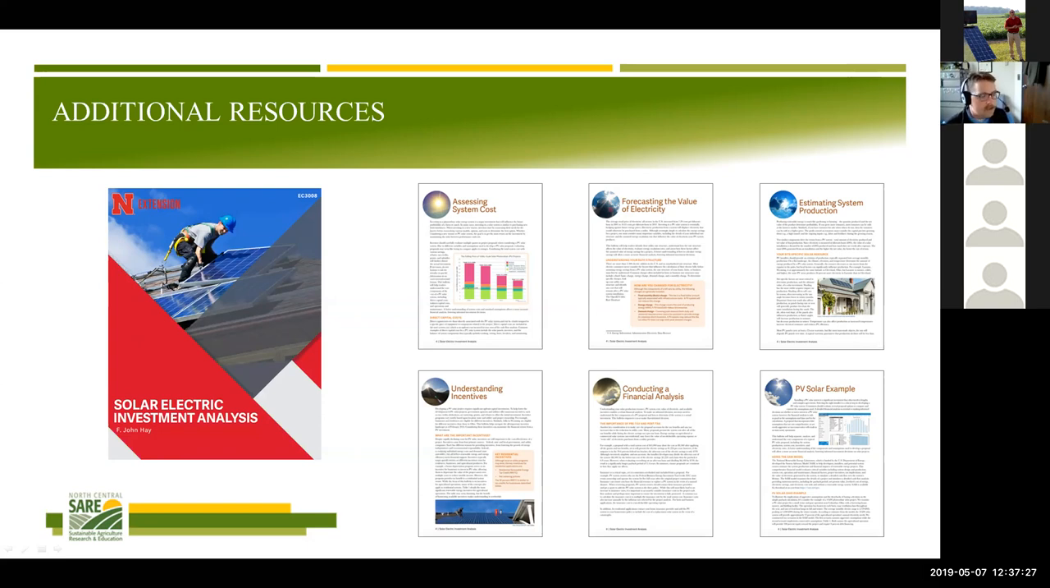We are basing this series on a bulletin series that was originally created by Eric Romick from Ohio State and Milt Geiger from Wyoming, and I edited it and put together a Nebraska version. That's what you're seeing on the screen. It can be downloaded by simply searching "solar electric investment analysis," and you'll find it pop up. That could be a good backdrop if you want to go back and do some reading for yourself in the future.